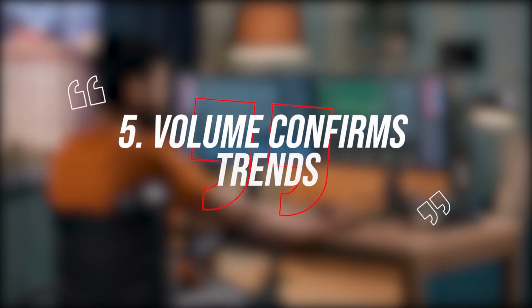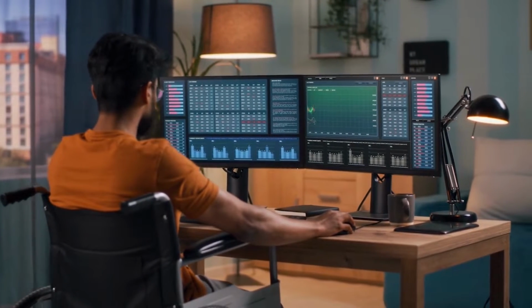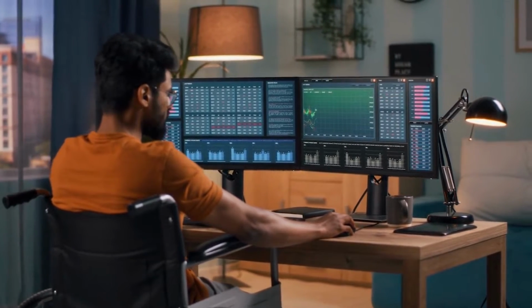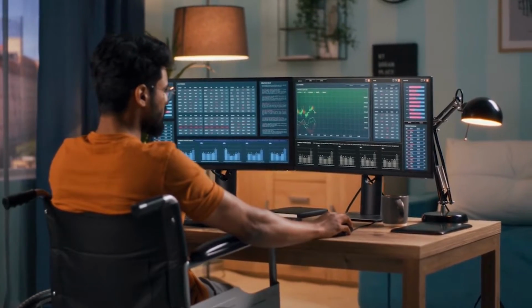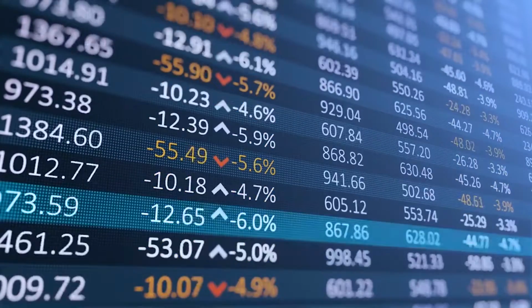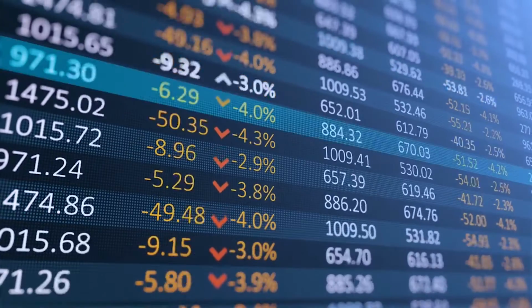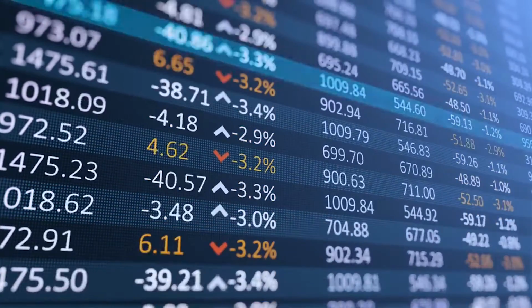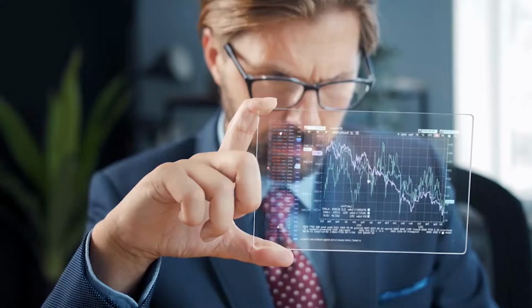5. Volume confirms trends. When there are only a few actors in the space and there are price swings, it's difficult to determine the intentions of one or a few people in a market. Price changes in big volumes, on the other hand, are more indicative of the state of the asset. When a large number of people behave in the same way, a clear trend emerges.